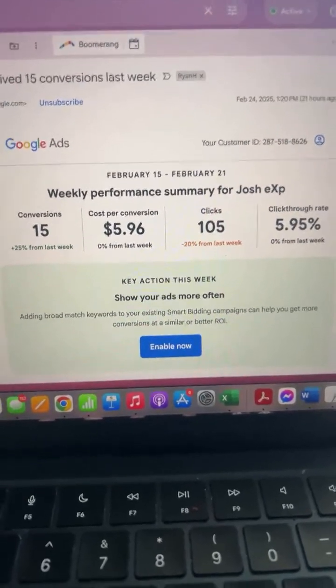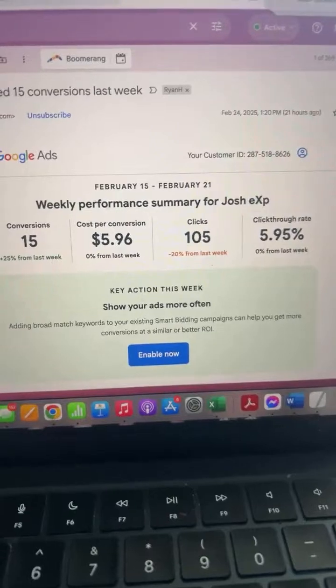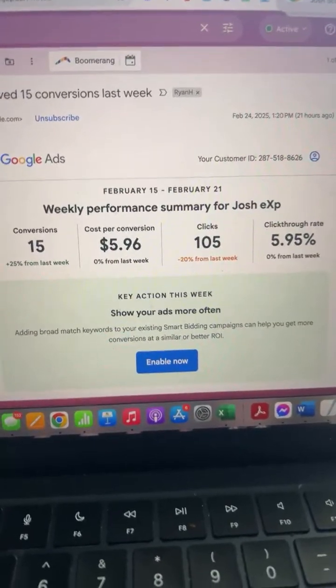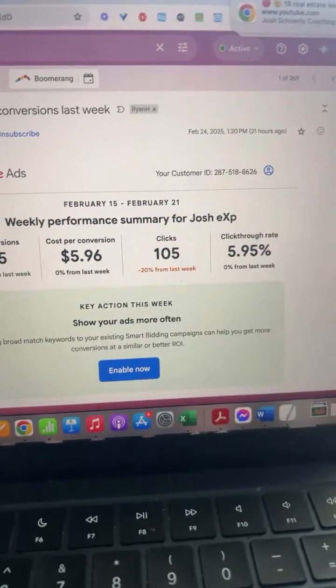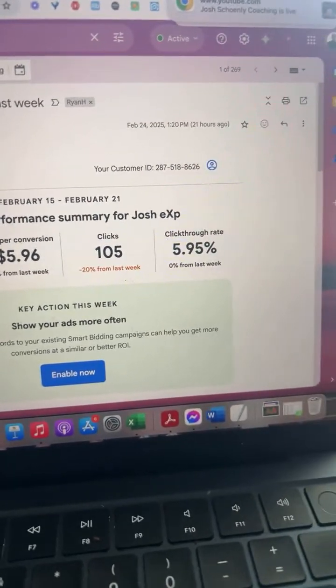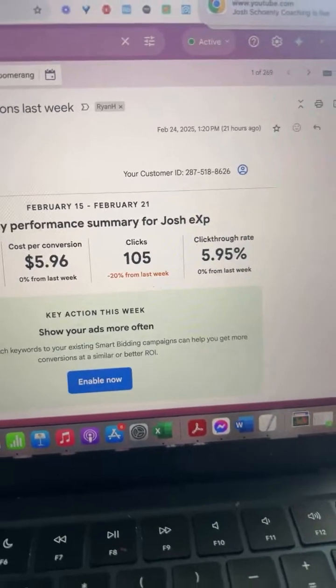But as you can see here, over the last 7 days, we generated 15 conversions. Those are leads, people who opted in, at a cost per conversion or a cost per lead of $5.96. That was from 105 clicks and an incredibly high click-through rate. So why do I share that?